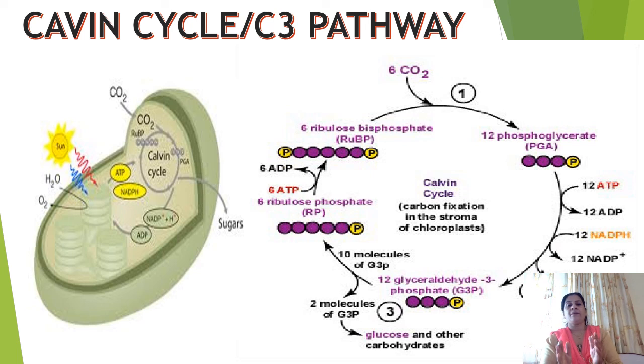So the process of photosynthesis is completed in 2 steps. The first one is cyclic and non-cyclic photophosphorylation, which is part of the light reaction, and the dark reaction involves the C3 pathway or Calvin cycle.